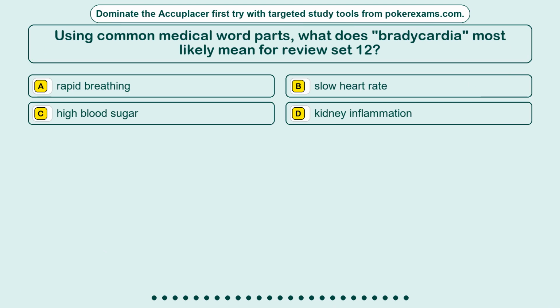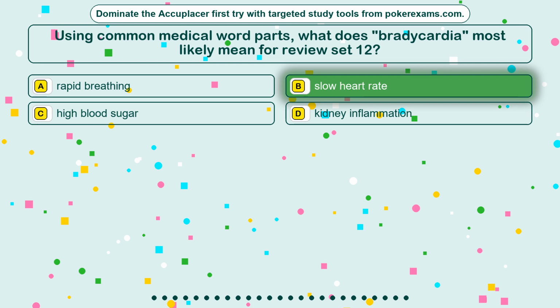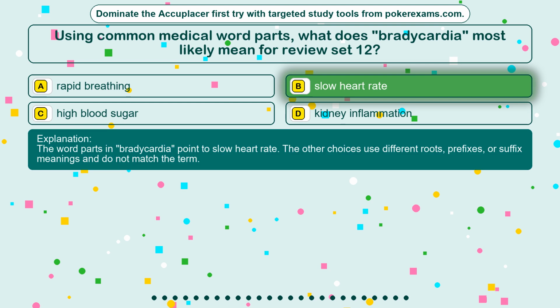Question 23. Using common medical word parts, what does bradycardia most likely mean for review set 12? Option A, rapid breathing. Option B, slow heart rate. Option C, high blood sugar. Option D, kidney inflammation. The correct answer is option B, slow heart rate. The word parts in bradycardia point to slow heart rate. The other choices use different roots, prefixes, or suffix meanings and do not match the term.